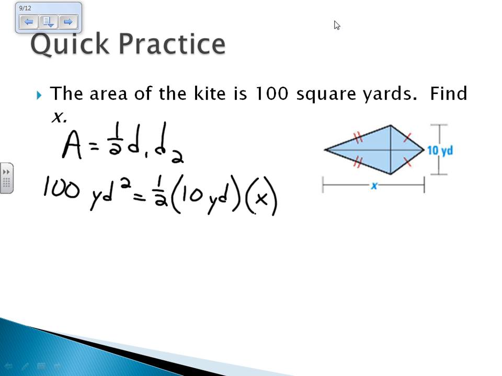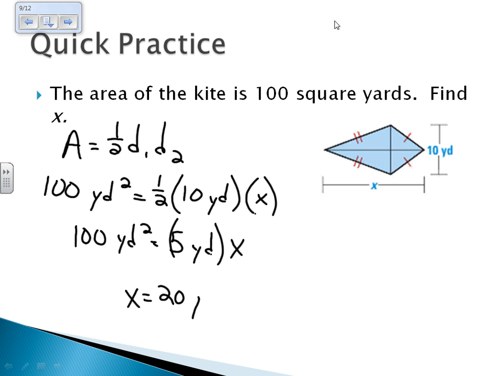Alright. So we simplify a little bit. 100 yards squared. Half of 10 is 5. Divide by 5, we get X equals 20 yards. Alright, X equals 20 yards. And looking at your picture, does that seem appropriate? That is twice as long as the other one.